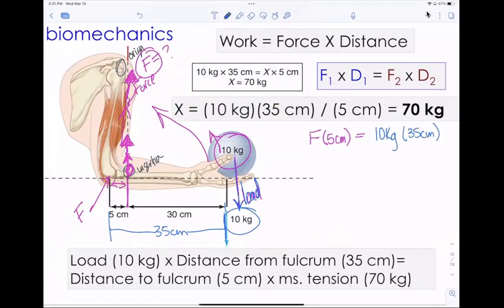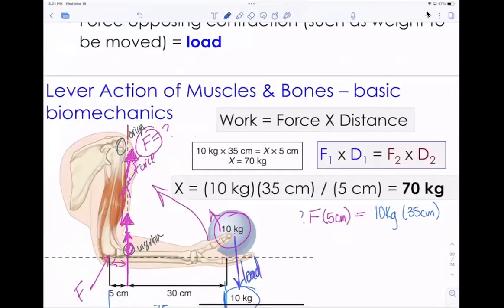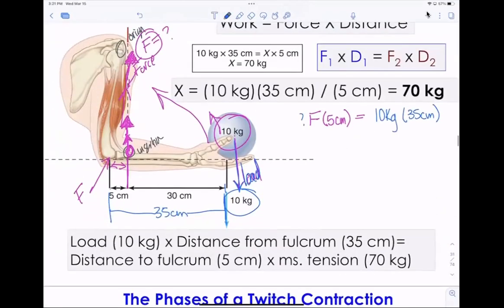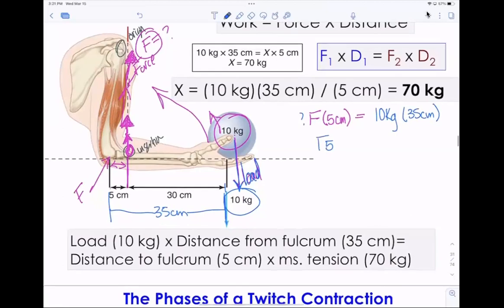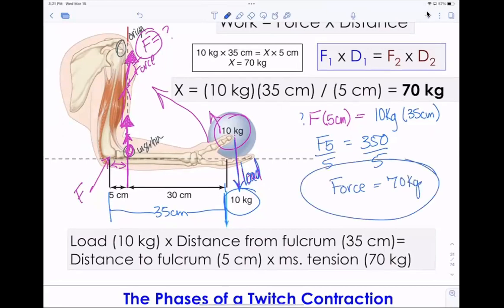And so what's the force? How do we figure that out? You basically go 5F equals 350, and you divide by 5, and the force needed is going to be 70 kilograms. So the muscle has to produce 70 kilograms of force to overcome a 10 kilogram load.